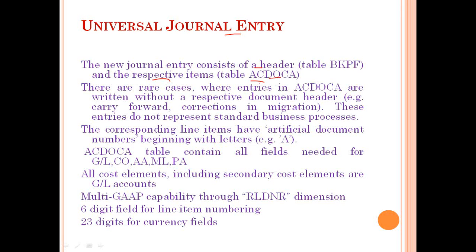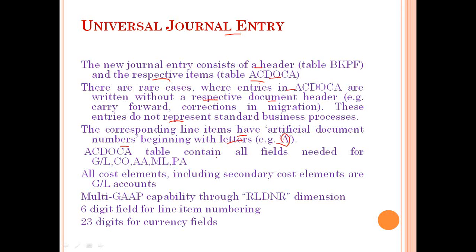There are rare cases where entries in ACDOCA are written without respect to a document header. Definitely we will use it only with the document header. For example, carry forward corrections in migration. These entries do not represent standard business processes. The corresponding line items have artificial document numbers beginning with letters. Each line item will have different numbers starting with a letter. Example here.